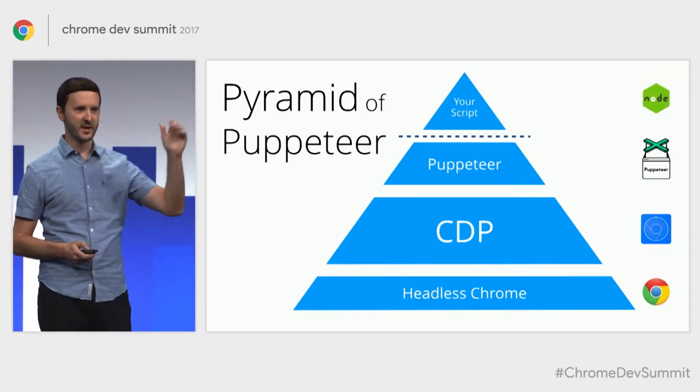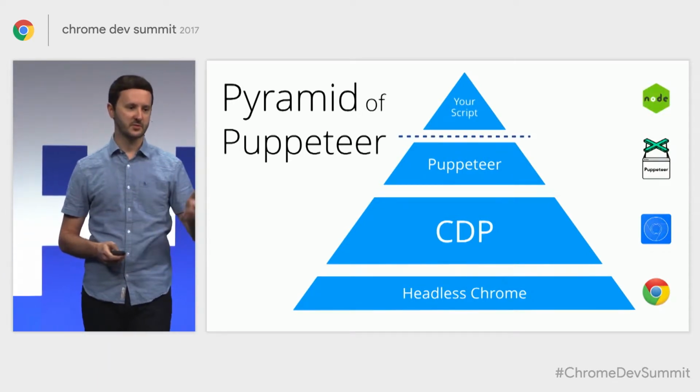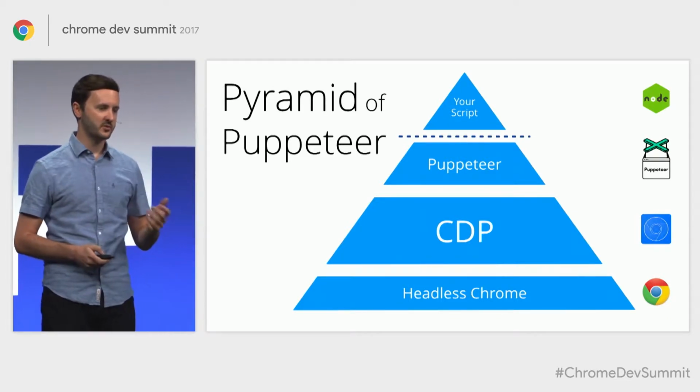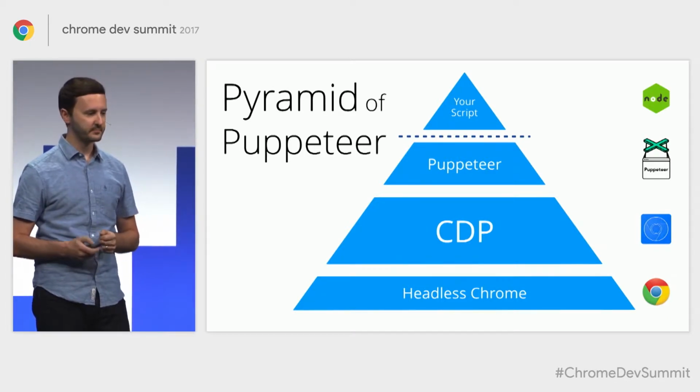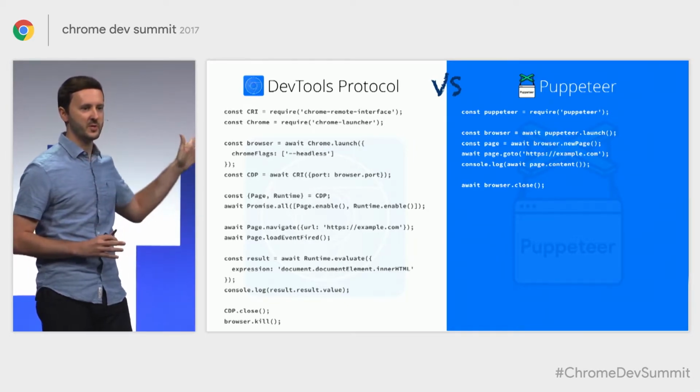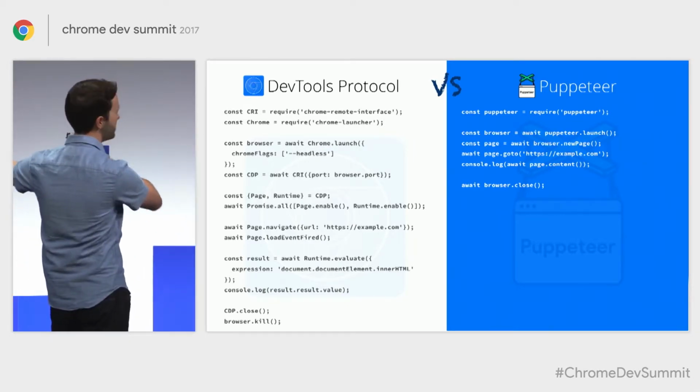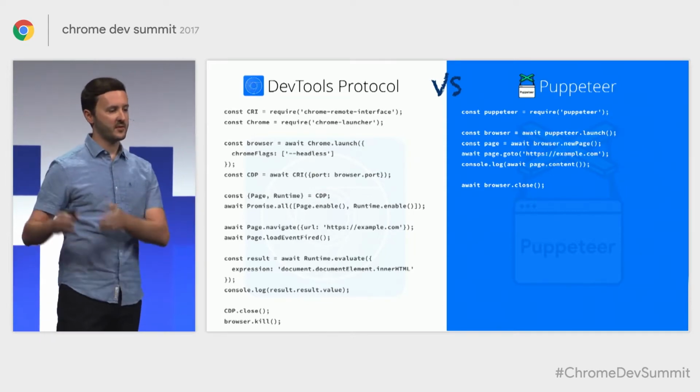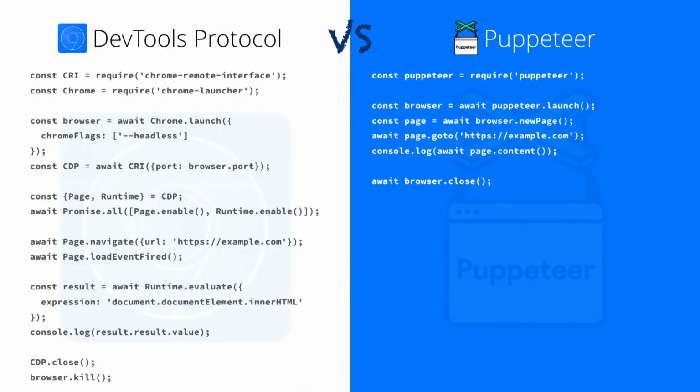And at the very top, that is your unit test, your smoke test, your automation scripts, the scripts you're going to write in Node.js. So I just want to show a quick comparison. Don't worry about this code too much. On the left, you're going to see how to use the DevTools protocol. And on the right is the Puppeteer version. We're just navigating to a page and printing the HTML. Something very simple to do, but actually pretty complex to do in the DevTools protocol.